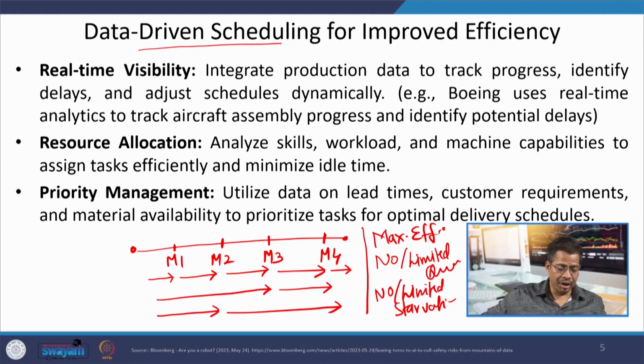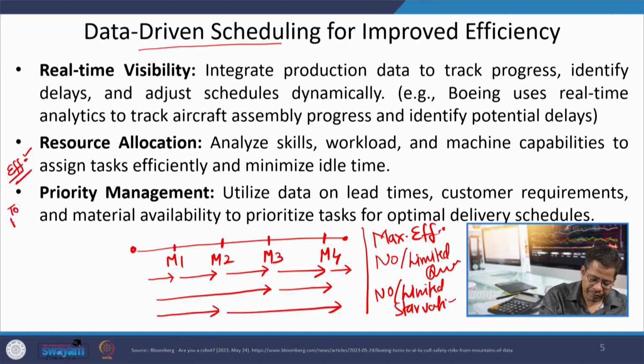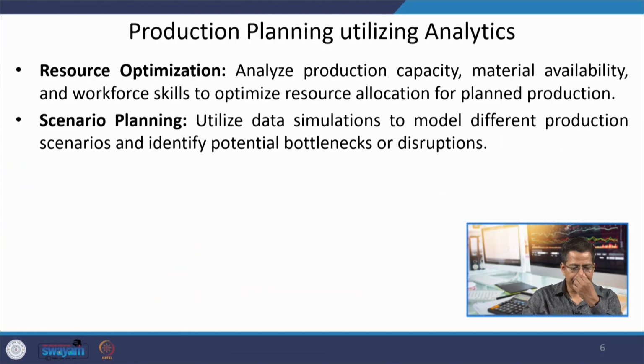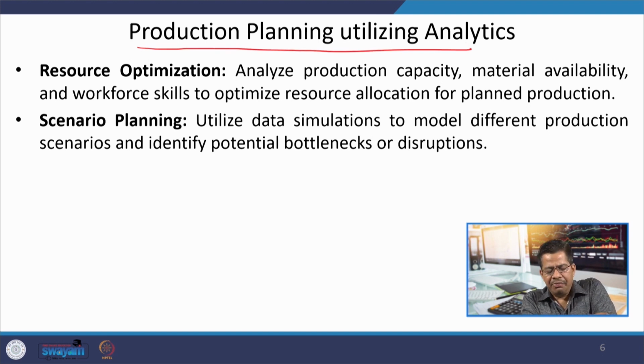So, we want resource allocation also efficient, and we also want to handle priority cases also, and these two are again contradictory kind of activities, and here comes the role of data driven activities for improving our performance with respect to both these aspects. Then another important use of analytics can be production planning. Production planning, which is a very typical operations management role.